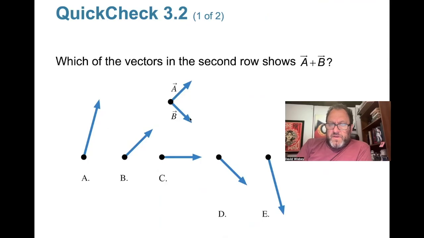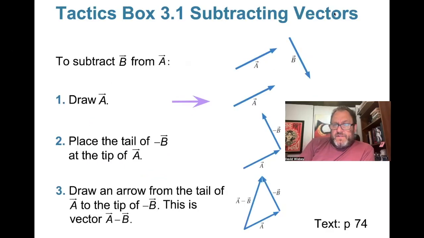Which of the vectors in the second row shows A plus B? Basically they go tip to tail, so I'm going to move B down over here, and that would be a vector that comes out here. So I guess the parallelogram method makes sense for this one. I think the answer is C, because the y components of A and B cancel each other out, and so we only have the x component that adds. The answer is definitely C.